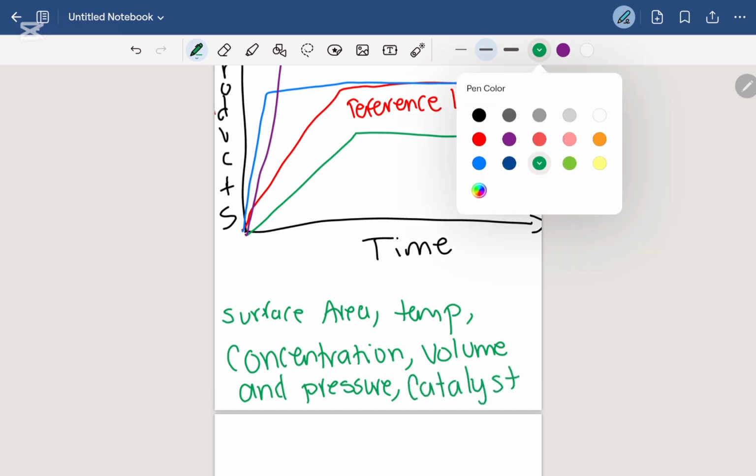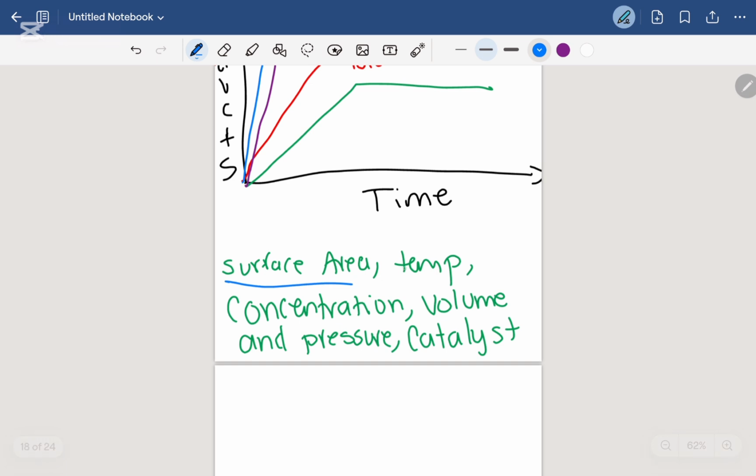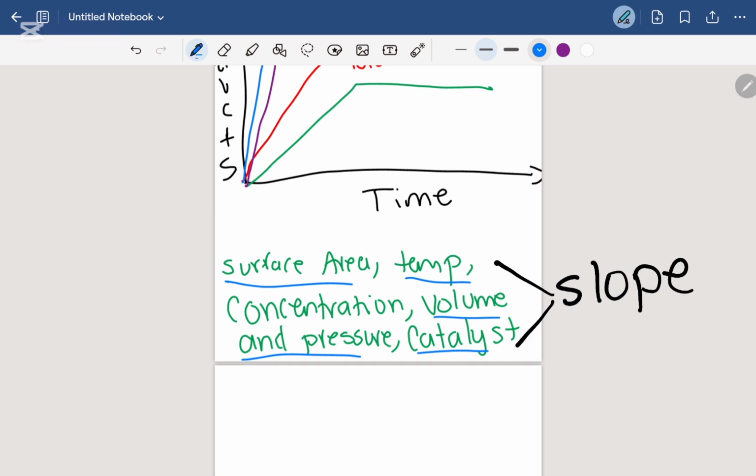Now, in advance, we're going to say that the surface area, the temperature, the volume, the pressure, and the catalyst only affect the slope. So I will write it here. They only affect the slope.